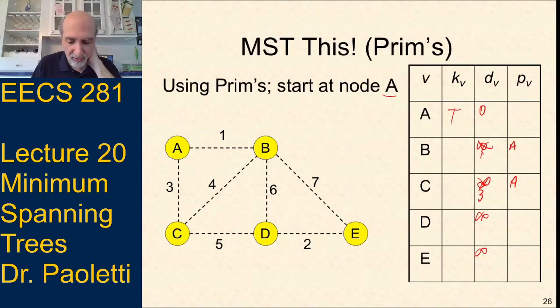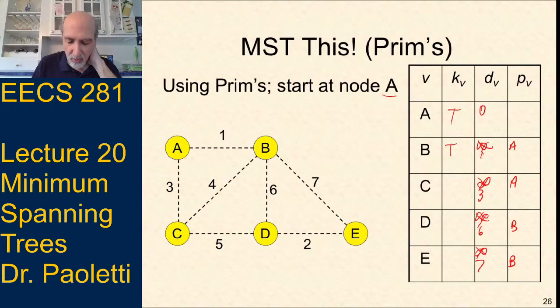All right, the smallest false one looks like B. B gets marked as true. Then let's update B's neighbors. We can get from B to C at a distance of 4. That's not better than 3. We can get from B to D at a distance of 6. That's better than infinity. And we can get to E at a distance of 7. That's better than infinity. And we update the predecessor also, which would be B.